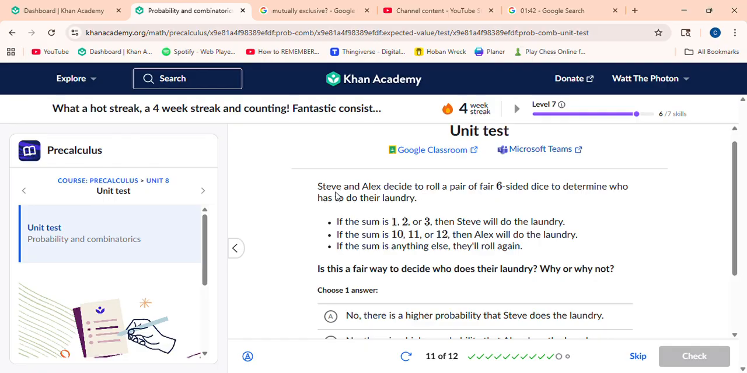Steve and Alex decide to roll a pair of fair 6-sided dice to determine who has to do the laundry. If the sum is 1, 2, or 3, then Steve will do the laundry. If the sum is 10, 11, or 12, then Alex will do the laundry. If the sum is anything else, they'll roll again. Is this a fair way to decide the laundry? Why or why not?